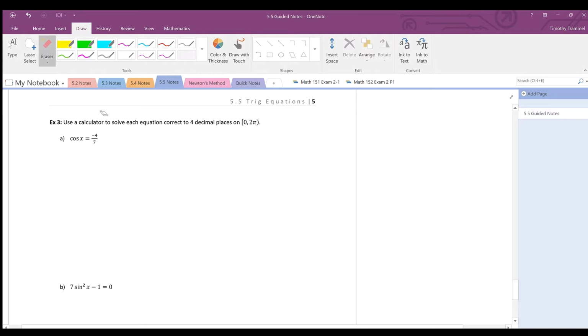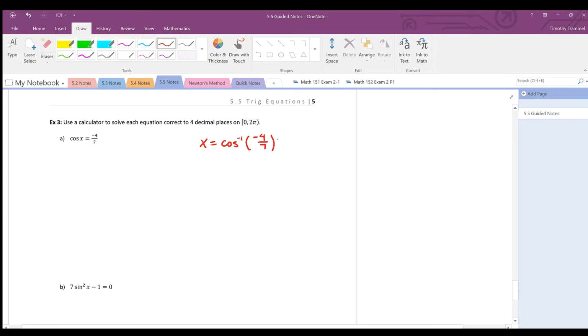Okay. So what we're going to do here is we'll go ahead and just start off by using cosine inverse. So we'll take cosine inverse of each side. So that looks like x equals cosine inverse of -4/7. And note, we're being asked to write these solutions down that occur in the interval from 0 to 2 pi. And 0 to 2 pi, that is an interval that's being described in radians. So make sure when you go to plug this in your calculator that you have your calculator in radians.